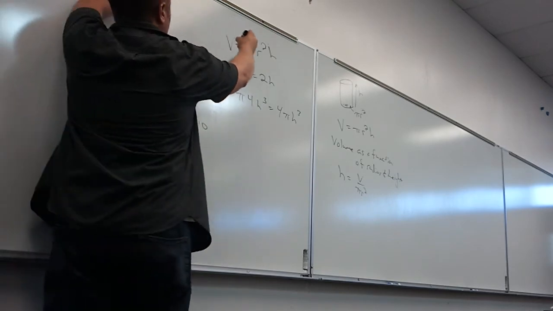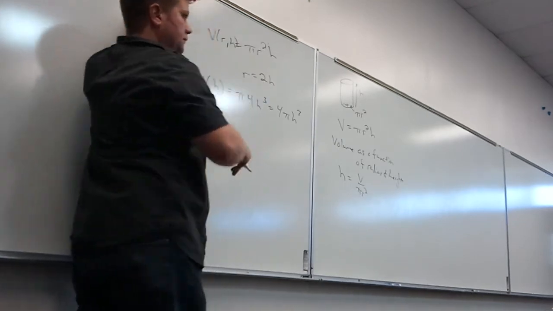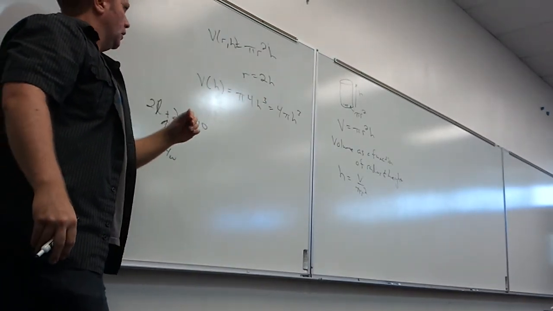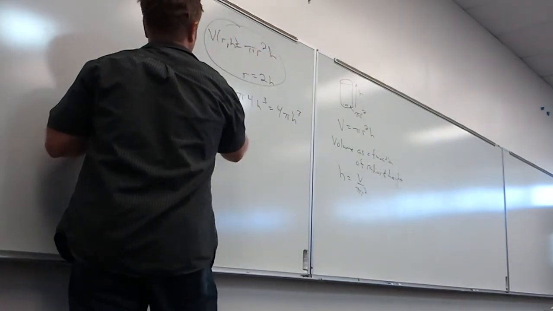Now if you're interested, if you wanted to, you could write this as volume a function of radius and height. You're not going to see that too much in here, but that's how you could do it. Could you make, using this, could you make volume as a function of only radius?